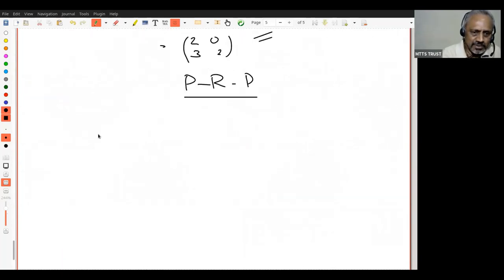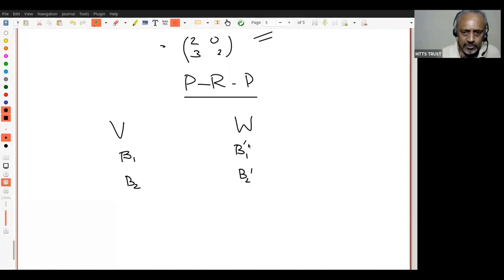This is the most important theorem which you want to look at. Now what do I have is two vector spaces as usual, finite dimensional. Now I have something else now. I have a basis B1 and B2, two ordered bases for V. And I have two ordered bases B1 dash and B2 dash. Instead of B and B dash, I'm using B1 dash, B2 dash. I have a linear map F.